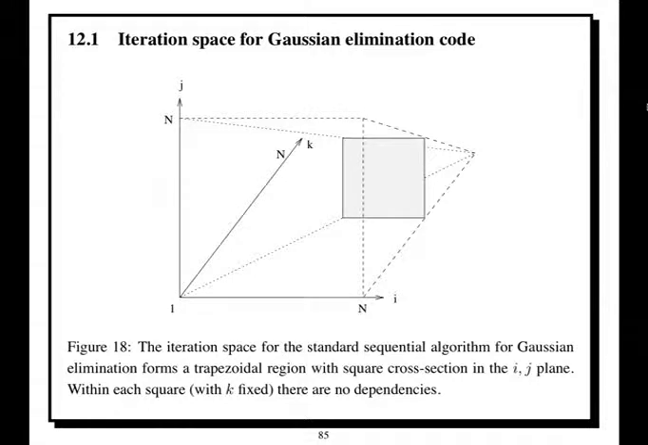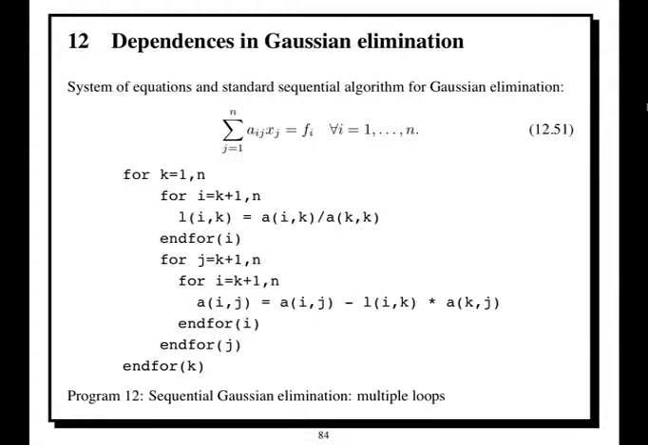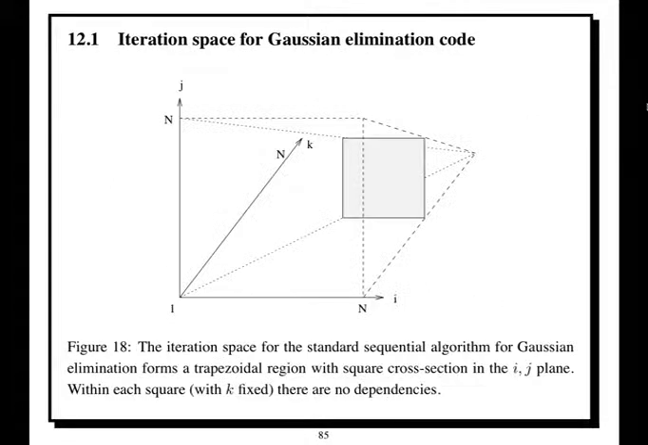The inner two loops are where we would be most interested in the dependencies. There will be dependencies on the outer loop for sure, but on the inner loops we might be interested in whether there are dependencies, and that's the iteration space for the inner two loops. This is some sort of trapezoid going into the board.